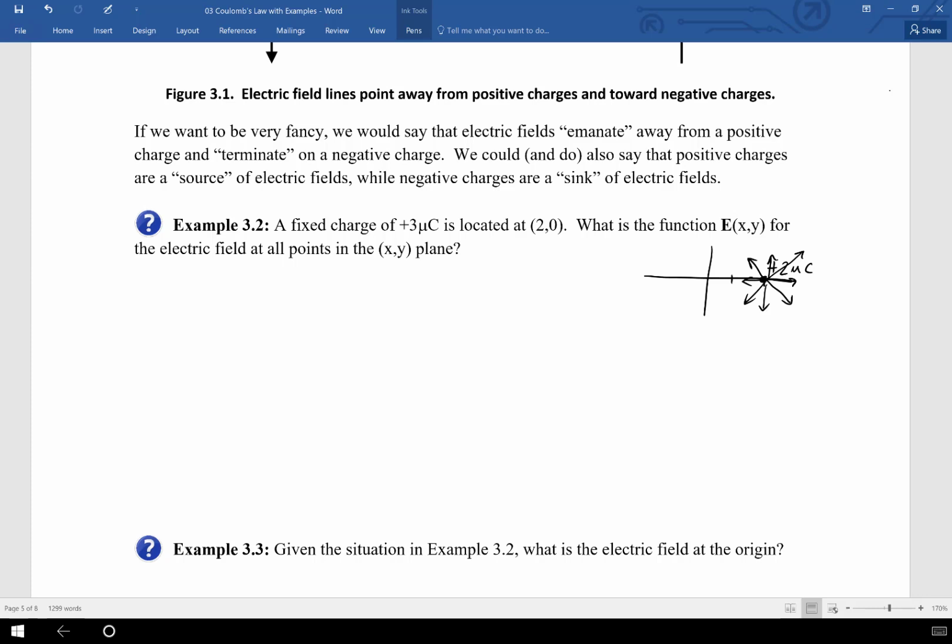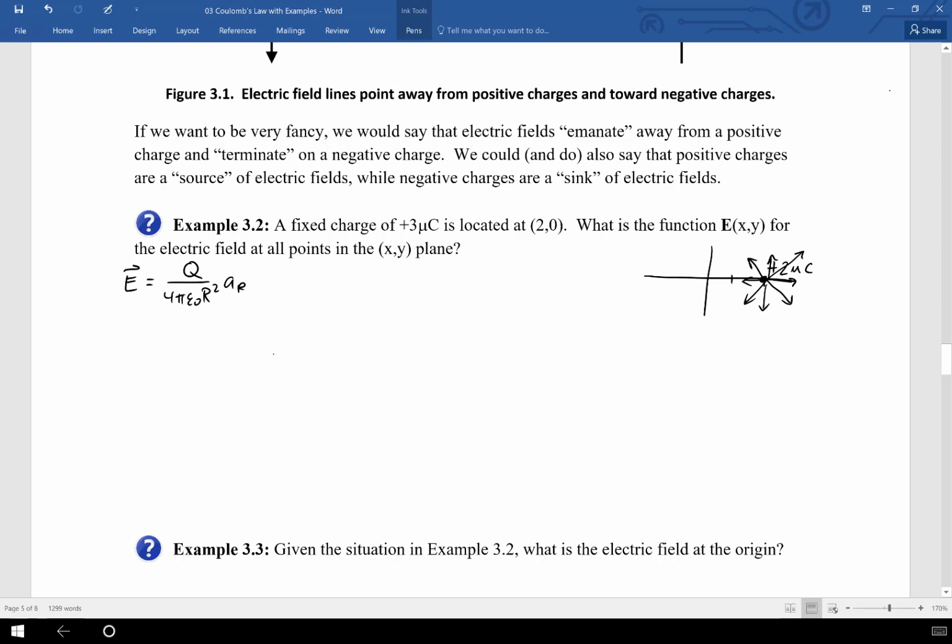So we're asking a pretty demanding question here. We want to know, no matter where I look in the xy plane, what is the electric field? So I got some work to do here. This is going to take a little bit of effort. I know that my definition of the electric field for a point charge is going to be Q divided by 4 pi epsilon 0 r squared times a sub r.